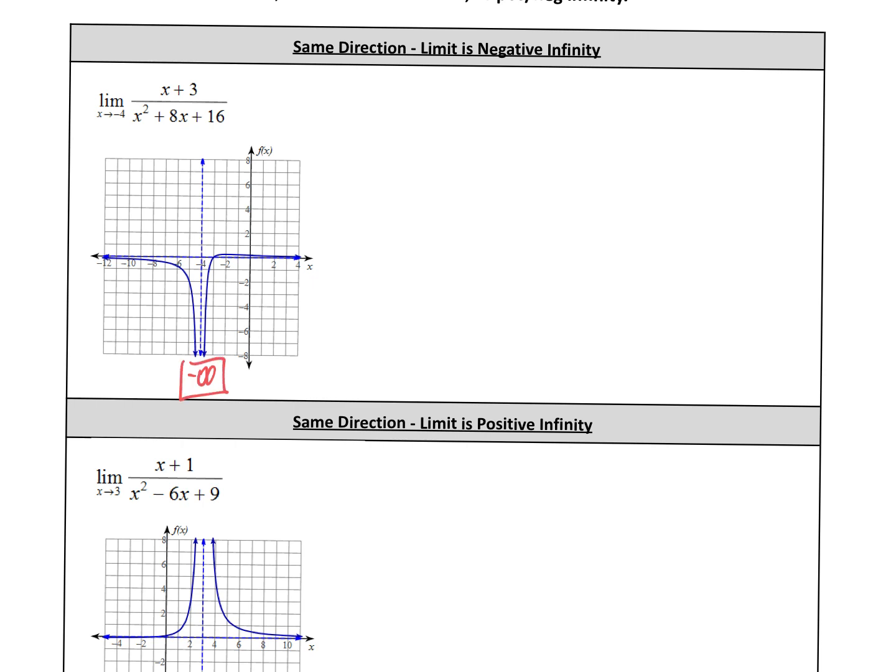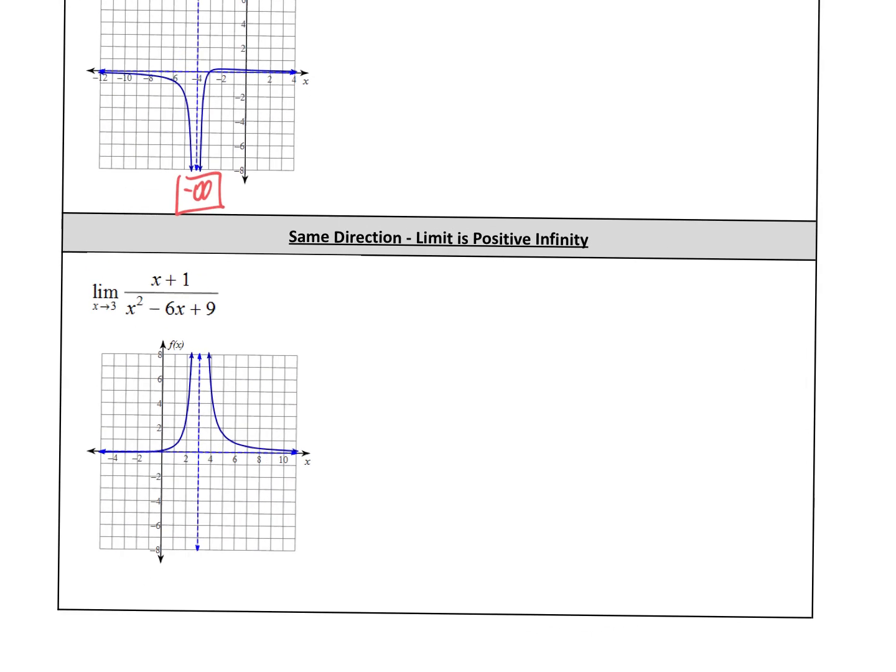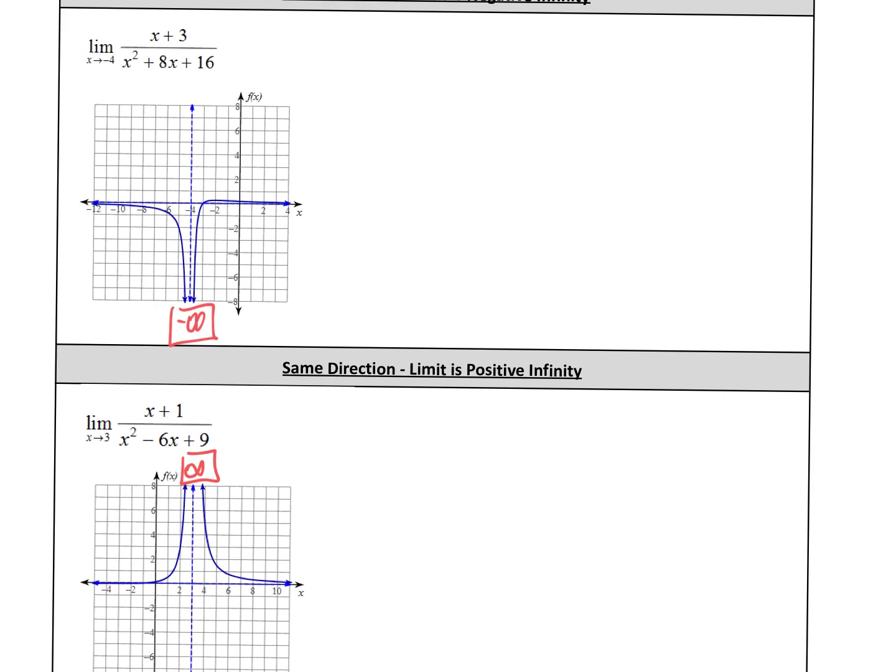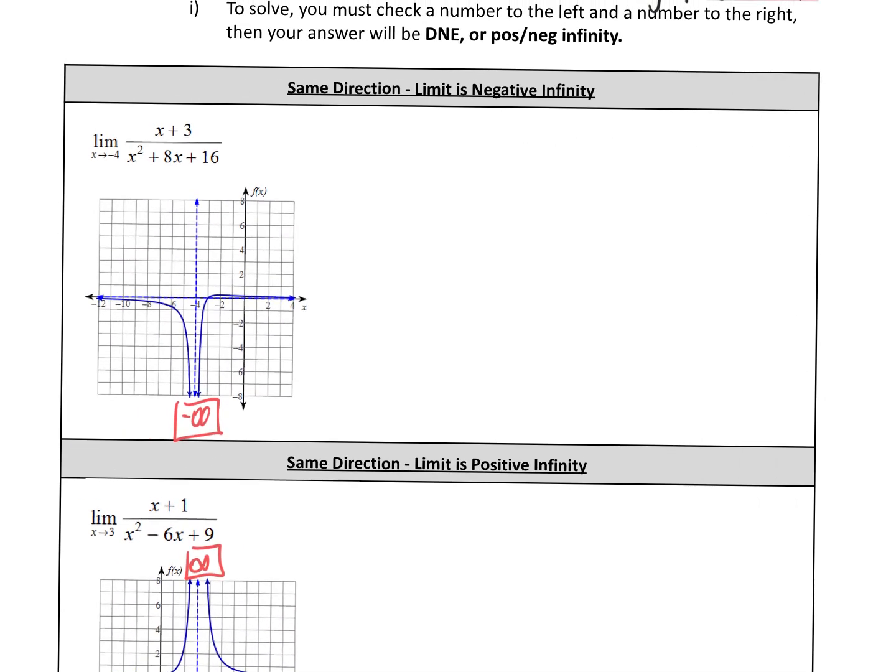Now, same thing in the second example here. We have the limit as x approaches 3. The limit from the right and the limit from the left are both approaching the same y value of positive infinity. So when you have these two scenarios, it's clear as day what the answers are. Now, how do we do this algebraically? Let's do these examples.